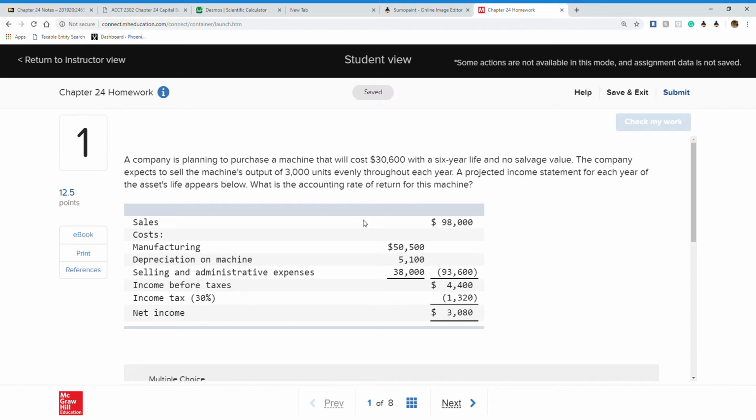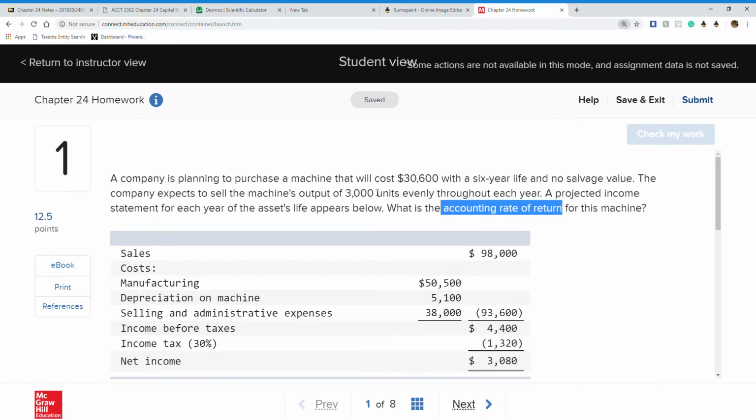They do have a cost, some machine that they're getting, and they're going to deal with accounting rate of return. So the cost of the machine for our subject is 30,600. Here, I'll blow it up so you can see. 30,600, and it's got a 6-year life, but no salvage value. The company expects to sell 30,000 units. I'll be honest, this is a throwaway sentence.